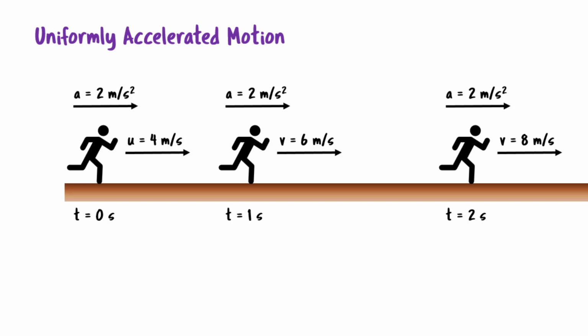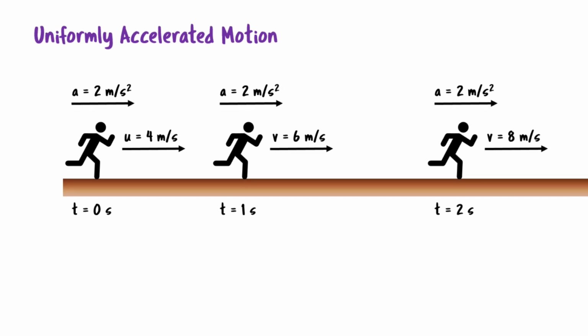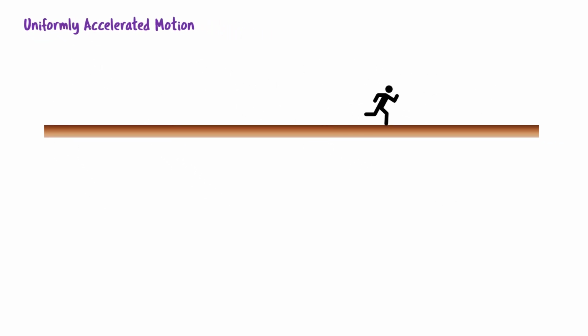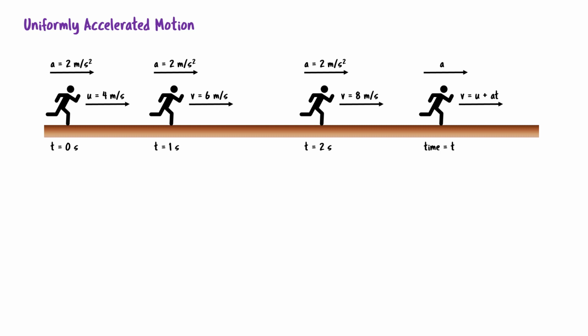Here we can see that the velocity of the object is changing every second by the amount of its acceleration. So at the end of time t, its velocity will change by the amount at and final velocity will become u plus at, where u is the initial velocity and at is the change in velocity. We can also cross check this formula by substituting the values of time and acceleration and find the values of velocity at different points of time.